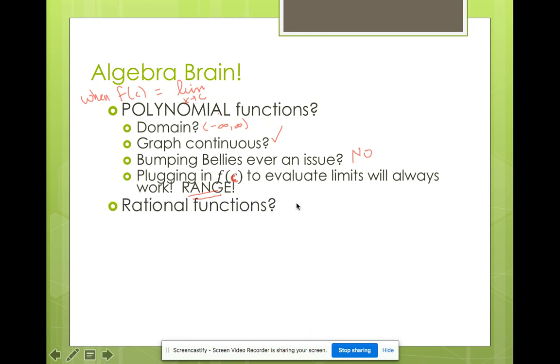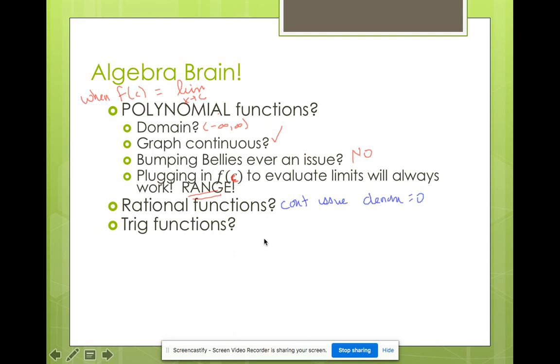Rational functions are a ratio of two polynomials. You have an issue, but your continuity issue is when the denominator equals 0. Otherwise, you plug and chug. But if you have a bad x, or your c, I'm sorry, is a number that makes the denominator equal 0, you've got an issue.